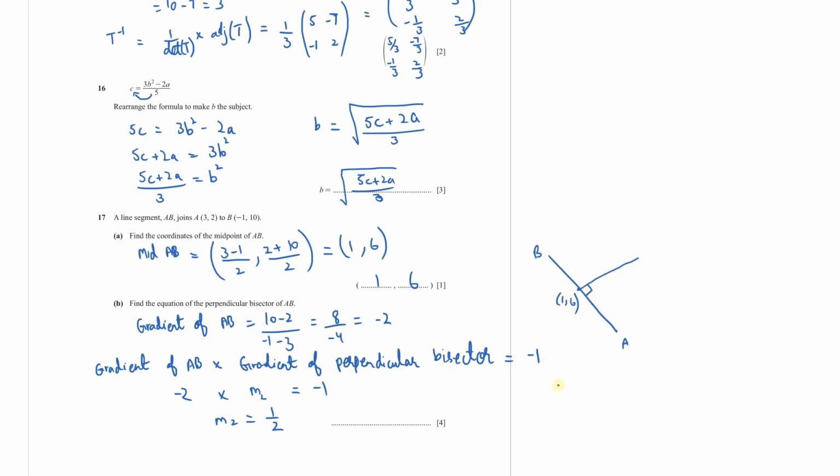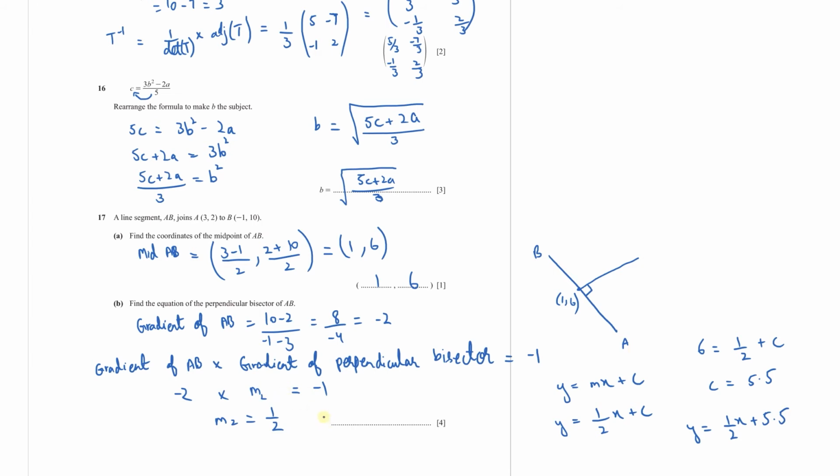So I can write the equation y equals mx plus c. M is 1 over 2, so this will be y equals 1 over 2 x plus c. Now I can use this point which lies on the perpendicular bisector to find the value of the y-intercept c. Let's substitute the x and y values: x is 1, y is 6. So 6 equals 1 over 2 plus c. If I take this to the other side, I get c equals 5.5. So my equation will become y equals 1 over 2 x plus 5.5. This will be my equation for the perpendicular bisector of line AB.